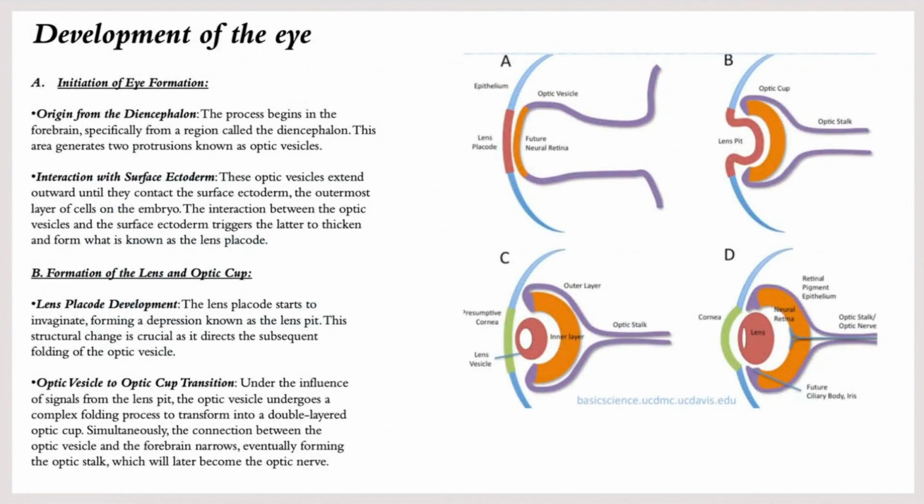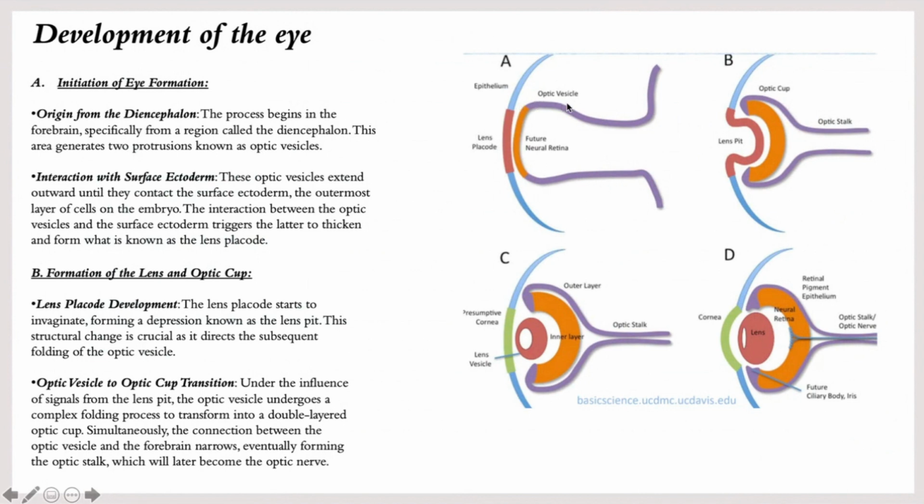Now we're at the end of the eye, so the development of the eye. How does the eye develop? Firstly, the eye develops from the ectoderm. The ectoderm helps a lot. The eye is going to develop from the forebrain, from a region called the diencephalon. This diencephalon is going to make two protrusions right here. This area here is the optic vesicle, and this area here is the other side of the optic vesicle.